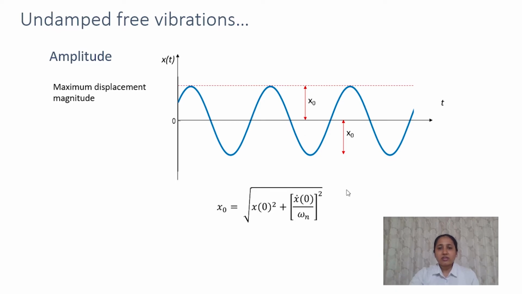And it can be calculated like this using our constants a and b. The amplitude of this vibration will be equal to the square root of x0 square plus (x dot 0 by omega n) the whole square. As we know, these are initial conditions, and omega n is the natural frequency of the system. So if we know the initial conditions and the natural frequency, we can calculate the amplitude of this vibration.